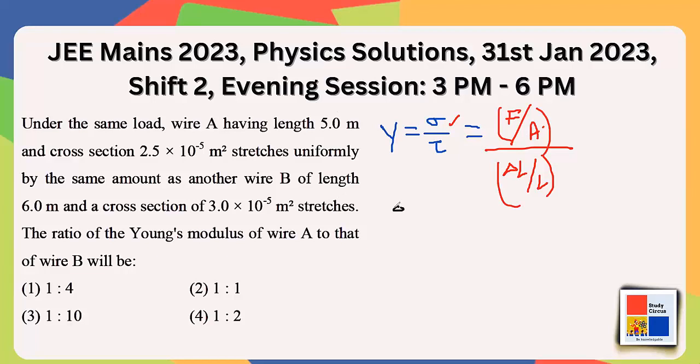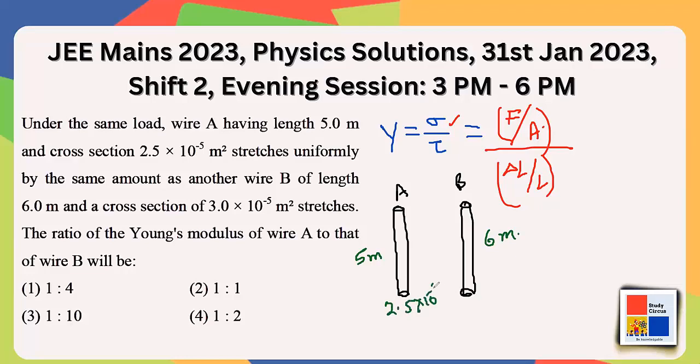Now this is wire A and this is wire B, let's say. The length of wire A is 5 meters and the length of wire B is 6 meters. Area of cross section of A is 2.5 into 10 to the power minus 5 meters square, and the area of cross section of B is 3 into 10 to the power minus 5 meters square. Then you have to find the ratio of their Young's modulus. So we'll use the formula, of course.